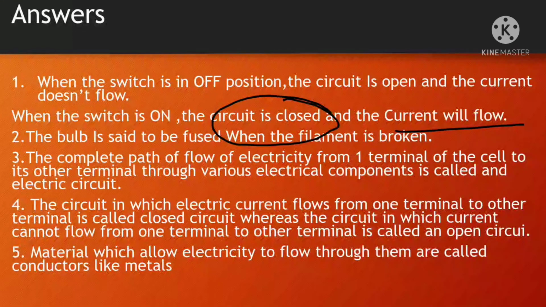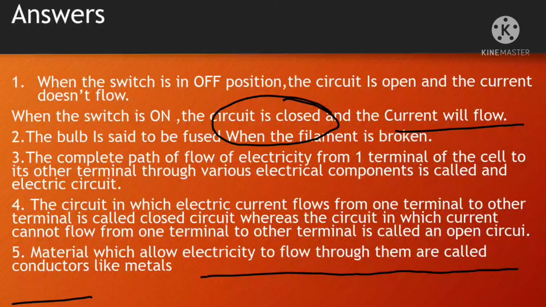Okay. Now answer is also given here. Materials that allow electricity to pass through them, they are called conductors. Fine. So if you want to write down the answer, you can copy it here and you can do it. Or you can pause the video here. You can note down all the answers and you can revise well. Okay.